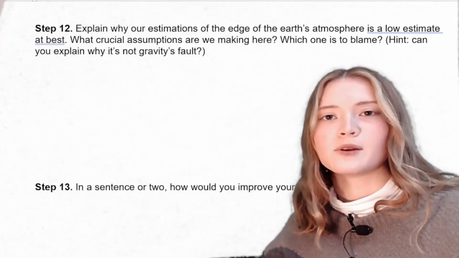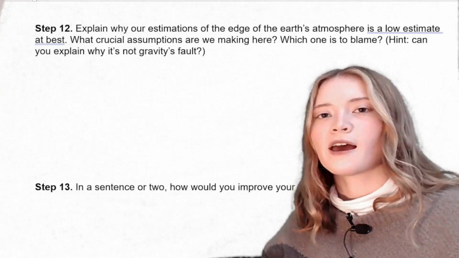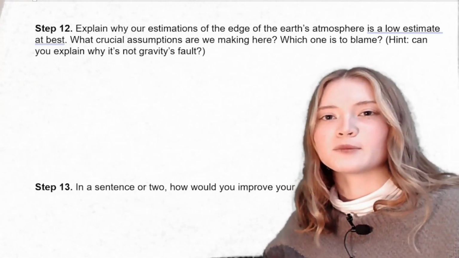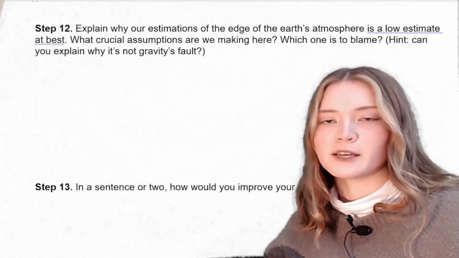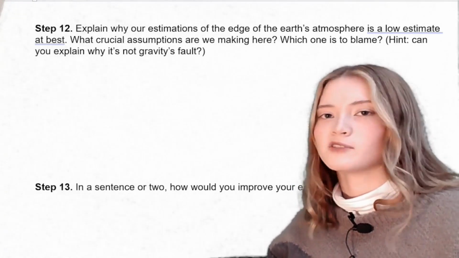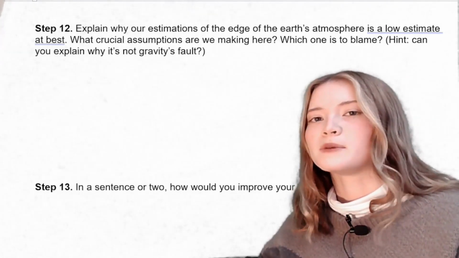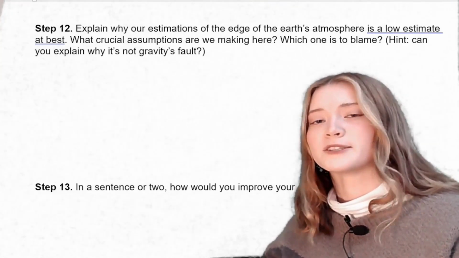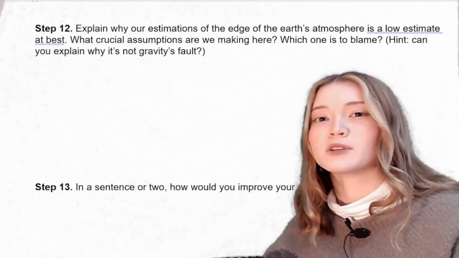So what assumptions are we making in that calculation, and which assumptions might not be warranted or might be responsible for the inaccuracy of this estimate? And we're also given a hint, which is, can you explain why it's not gravity's fault? So think about what we might be assuming is the same at the edge of the atmosphere as on the surface of Earth, and whether or not that assumption is really warranted.